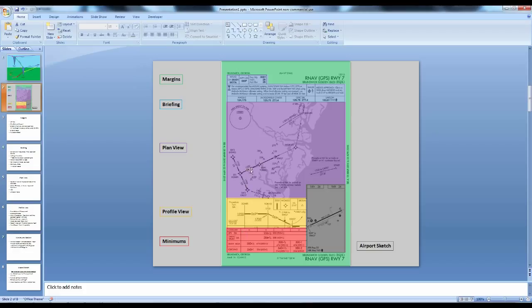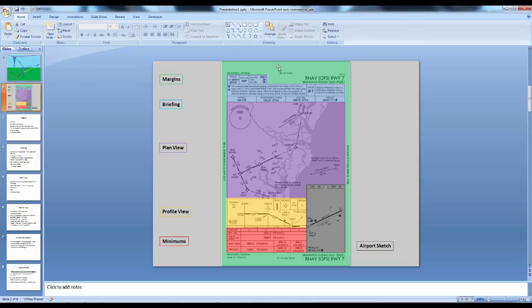So if you can look at this chart here, if we're getting vectored to final on this approach, which is the RNAV runway 7 into Brunswick Golden Isles, ATC is going to give us radar vectors to bring us on to the 069 course between Dompe and Yoko. That's it.